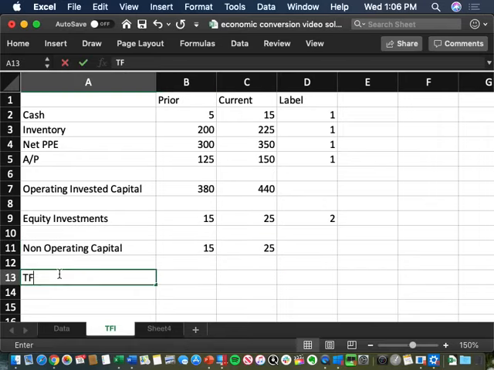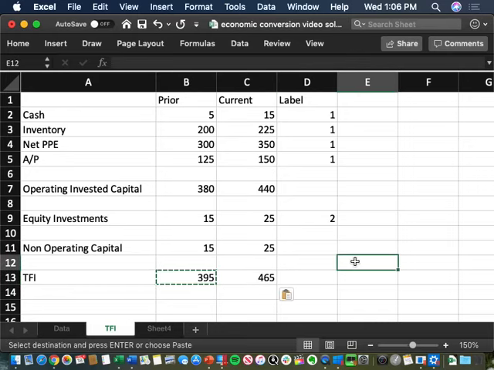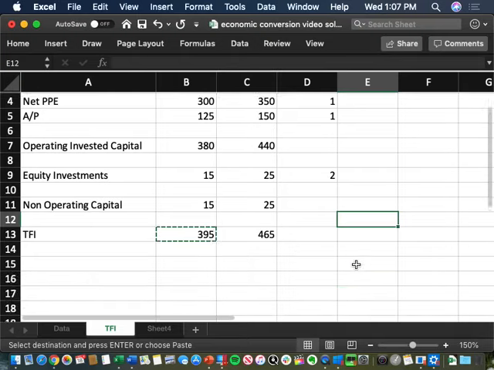And if we add the two together, TFI equals the operating invested capital plus the non-operating capital, 395, 465. So this is the top half of the rearranged balance sheet. Okay, the operating and the non-operating capital rearranged. Now, following the Modigliani-Miller format, this will equal the long-term financing of the company. So now I'm going to go to the financing, or what's called the funds flow side of the statement, the debt and the equity. So this 395 and 465 will be financed by interest-bearing debt.